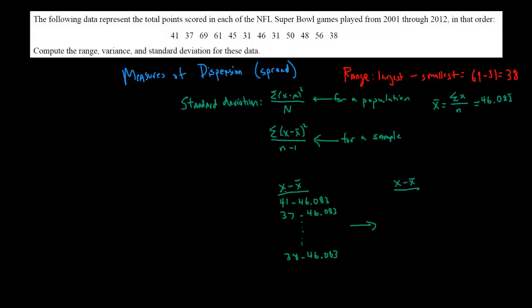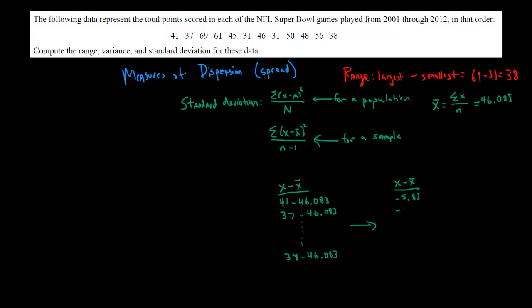Okay, so we get negative 5.83. That's called a deviation from the mean. That is how far away this value is from the mean. What you get is it's negative 5.83 away from the mean, because it's below the mean. Then we have 37 minus 46.83.